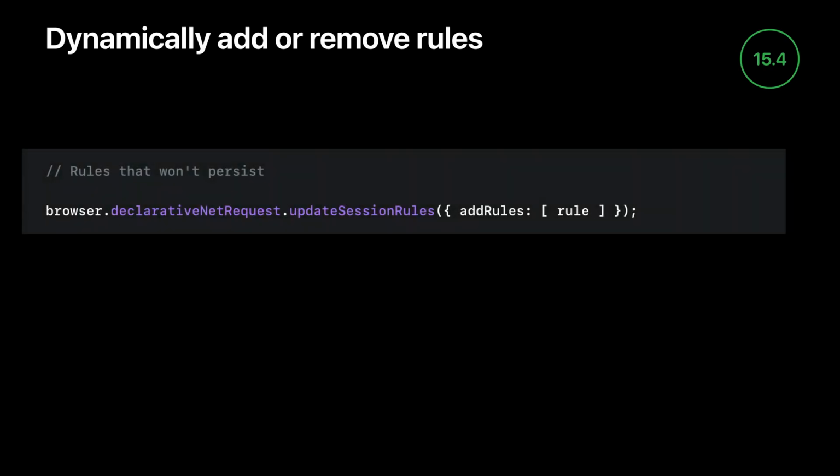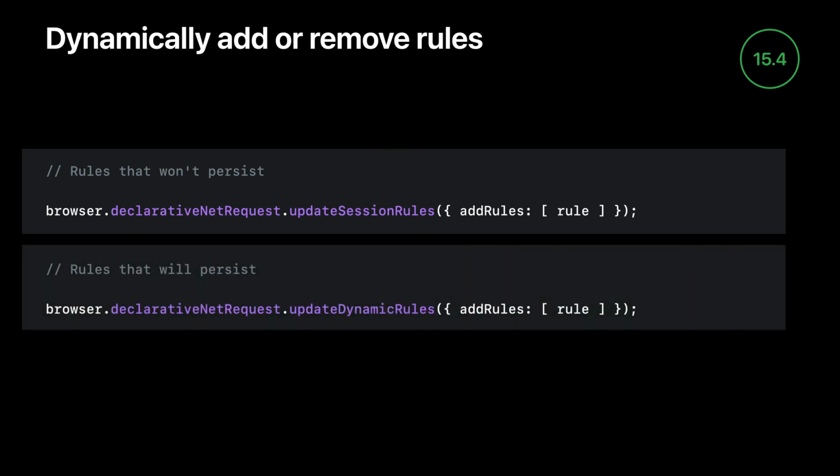If you would like to update rules that will persist, use the Update Dynamic Rules API instead. This will allow you to update your blocking rules without updating your entire extension. Let's take a look at how we can use one of these APIs to make modifications to our rule sets. I'm going to block some content on web pages using the CCreator extension. And then I'll use the new APIs to unblock content on select pages.